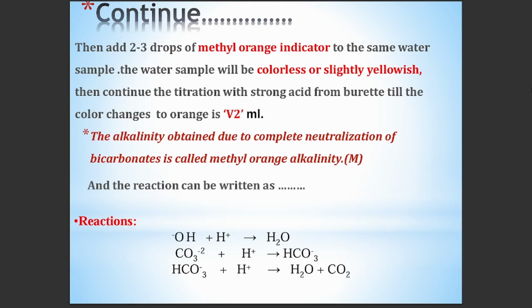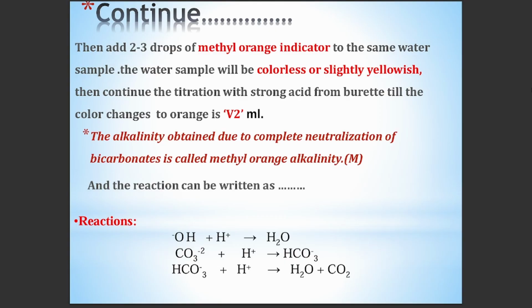And V2 ml of acid corresponds to the neutralization of bicarbonate ions. Here, the bicarbonate ions are originally present in the water and are also formed during the neutralization of phenolphthalein alkalinity, that also forms HCO3, and in that way the original bicarbonates and the bicarbonate formed in the above reaction are neutralized in the final reaction, that is, V2 ml of acid corresponds to that bicarbonate neutralization.